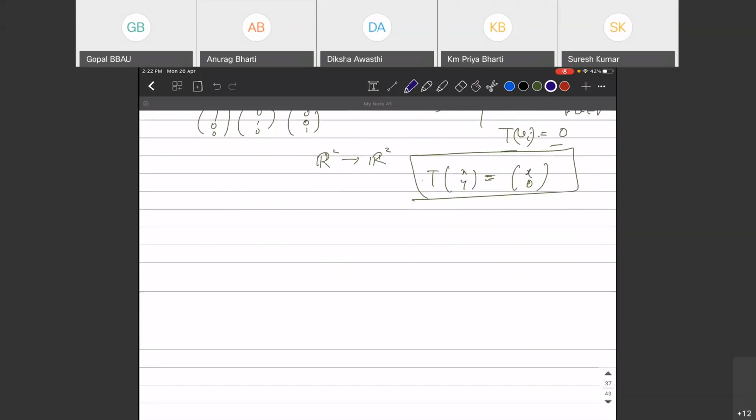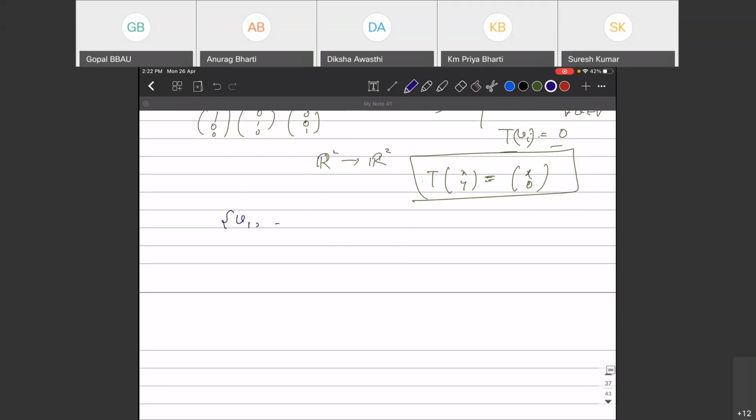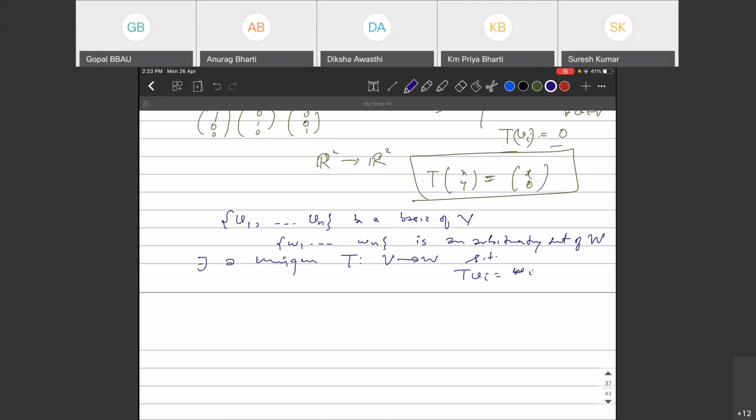सो वी हैव ऑलरेडी सीन समथिंग लाइक दिस. तो हमने क्या देखा? इफ v1 to vn be a basis of V, and w1 w2 wn, this is an arbitrary set of the vector space W. Then there exists a unique linear transformation T from V to W such that T of Vi equal to Wi. ये हमने इसका एक प्रूफ देखा था, याद है आपको? यस सर. अगर V बेसिस है तो ऐसा होता है.